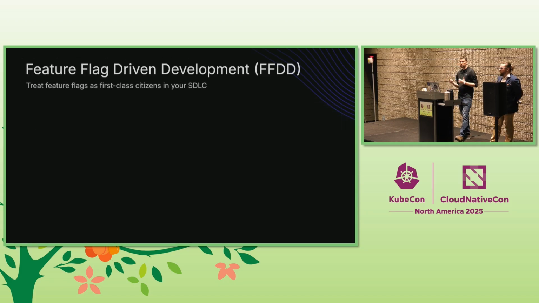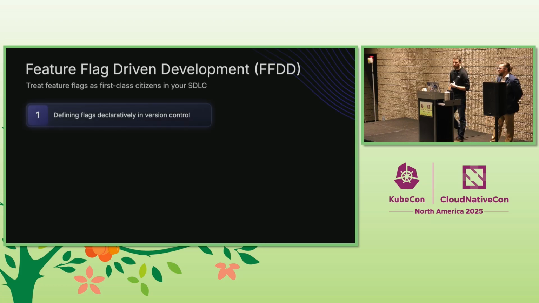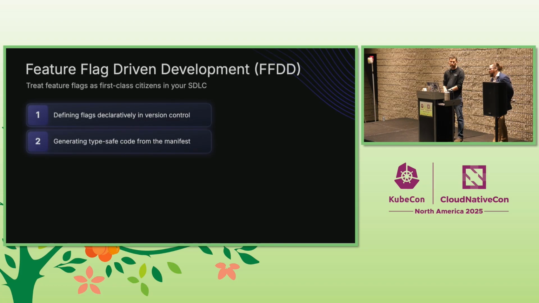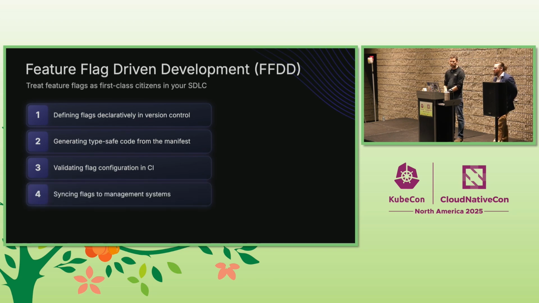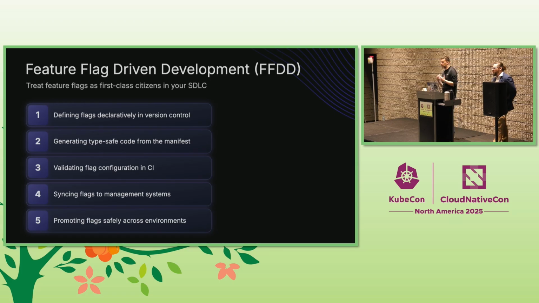And that's really where this concept of feature flag driven development comes in. We want to treat your feature flag configurations as a first-class citizen in your software delivery lifecycle. We do that by defining the flags declaratively in version control, generating type-safe code from the manifest, validating that flag configuration in your CI process, syncing the flags with your flag management system, and then finally delegating control to your flag management system for environments like development and production.